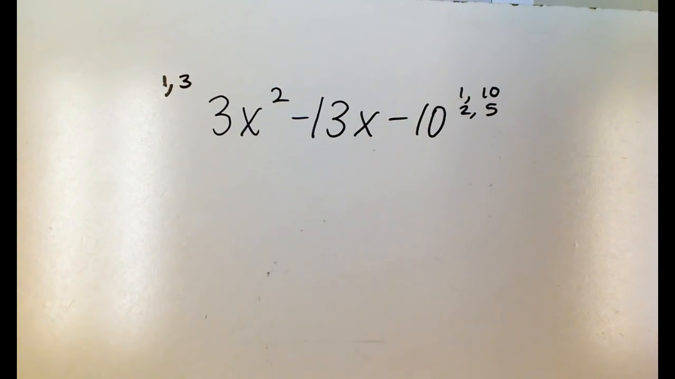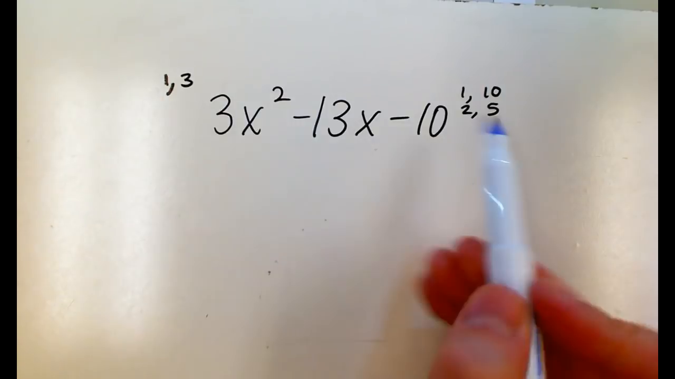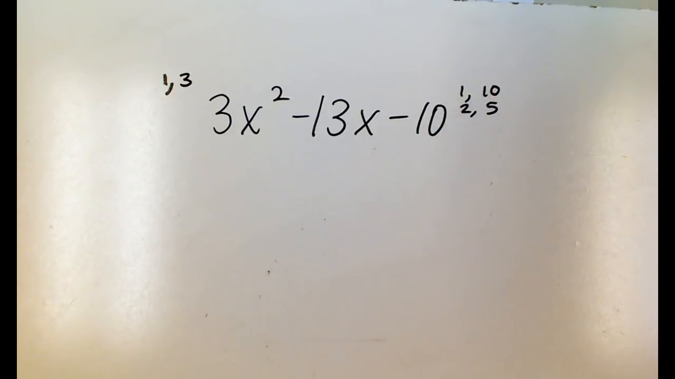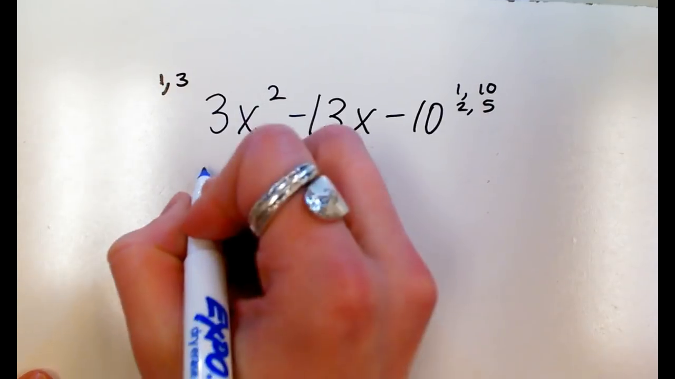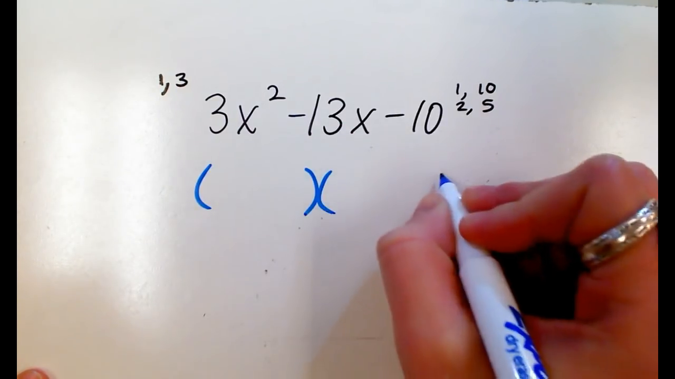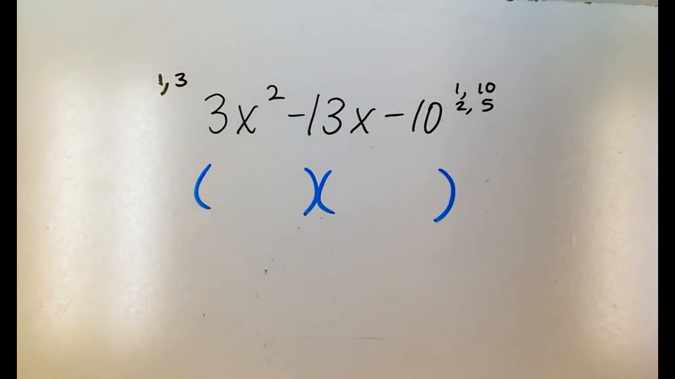I'm going to show you all the possibilities we can do with this. A whiteboard is great to do practice with because you can keep erasing while you are guessing and checking. So I have listed my 1 and 3 and my 1 and 10 with 2 and 5. So I'm going to draw my first factors, and I'm going to start guessing and checking.